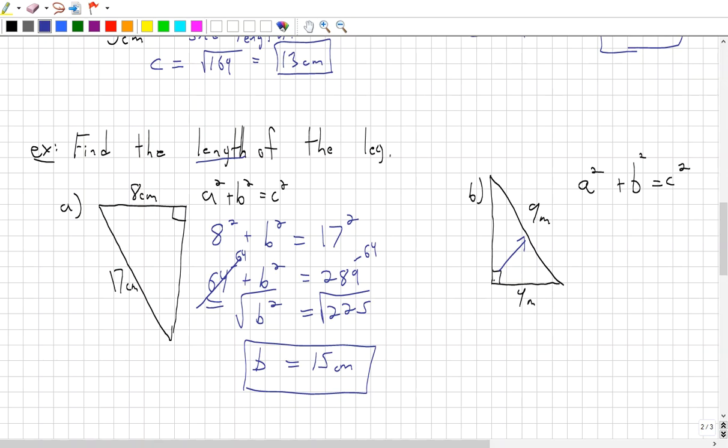So there's one extra step when you're finding the length of a leg: you have to subtract, because you're given the value for C. You're given the hypotenuse. You're given that area, or the side length, I mean. Okay, so let's do one more example over here.